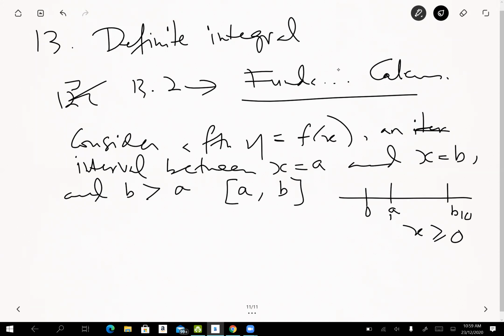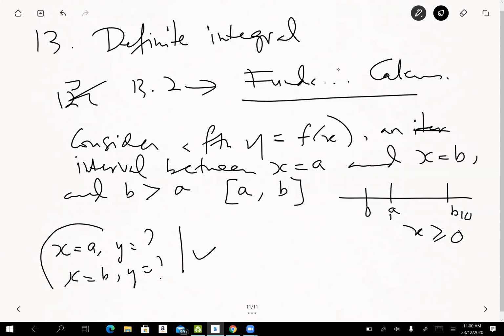So when x equal to a, y will equal to something. And then when x equal to b, y will also equal to something. This one we know. But to do the integration, we just focus on the value of x, because the value of y is the one that we are going to integrate. Of course, you can find the value of y though. So what is the integral?